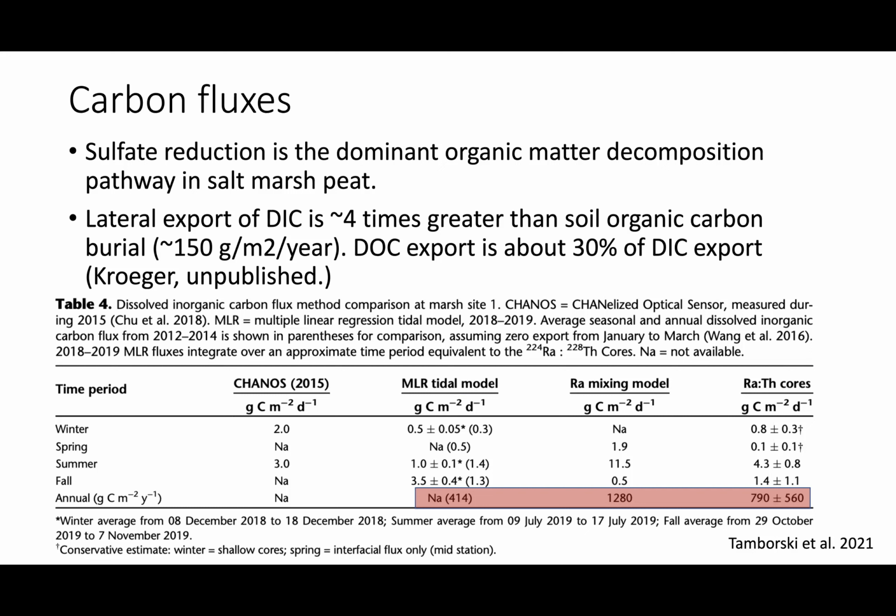This is a focus on DIC right now. And that flux is about 4 times greater than the burial of soil organic carbon, which is about 150 grams per meter squared. And then, unpublished, the DOC flux is about a third of the DIC flux. Kevin's working on that right now. So that means that by far the largest fate of carbon in these systems is that the plant uptake is brought into the system and then exported as lateral flux. There are thoughts about how we think about that flux and what it means in terms of blue carbon, but it's a large flux.